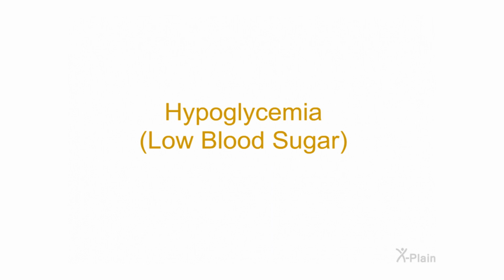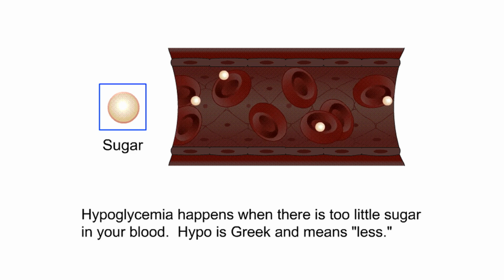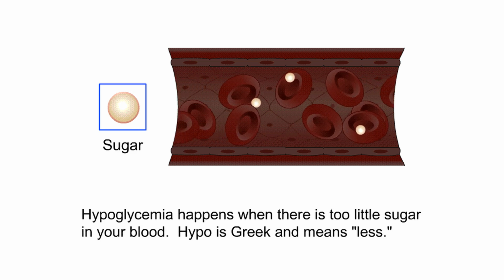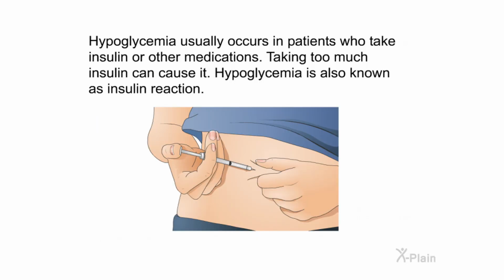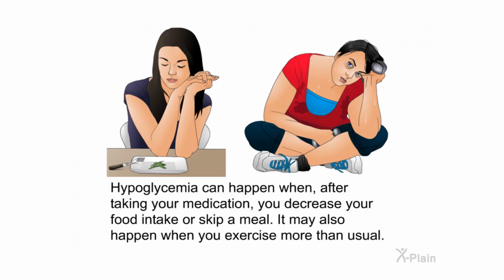Hypoglycemia, low blood sugar. Hypoglycemia happens when there is too little sugar in your blood. Hypo is Greek and means less. Hypoglycemia usually occurs in patients who take insulin or other medications. Taking too much insulin can cause it. Hypoglycemia is also known as insulin reaction. Hypoglycemia can happen when, after taking your medication, you decrease your food intake or skip a meal. It may also happen when you exercise more than usual.